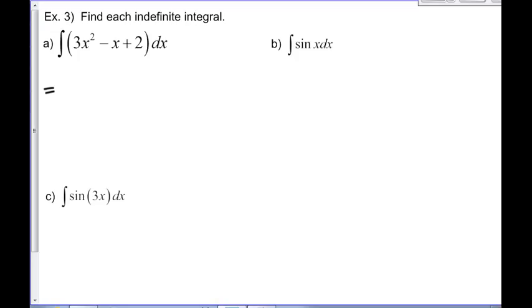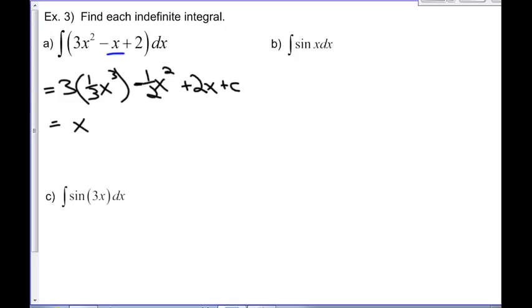Over here, I'm going to do it as if I had no insight. I'll just use the rule. So a 3 is going to stay out front. And x squared, the power is going to go up by 1. And the flip of the new power comes out front. Minus the integral of x. Well, power goes up by 1. Flip of the new power goes out front. 2, well, the thing that differentiates to 2 is 2x. And there could be some constant. So there's a constant of integration there. Gives us x cubed minus a half x squared plus 2x plus c.